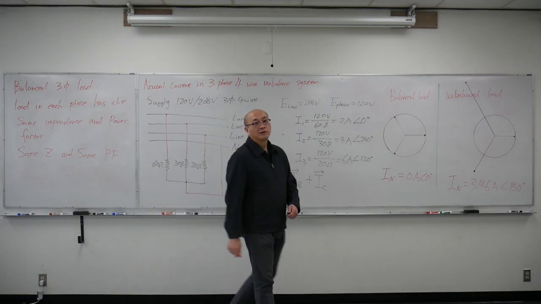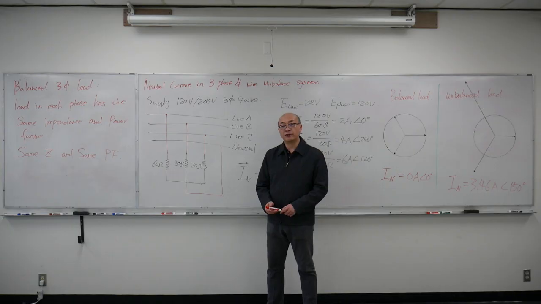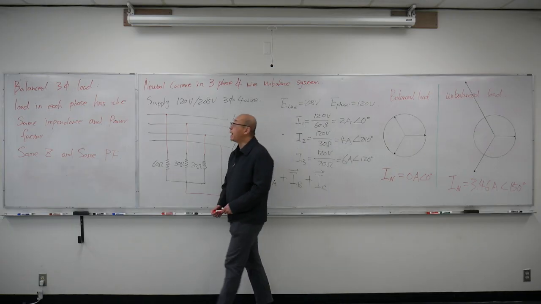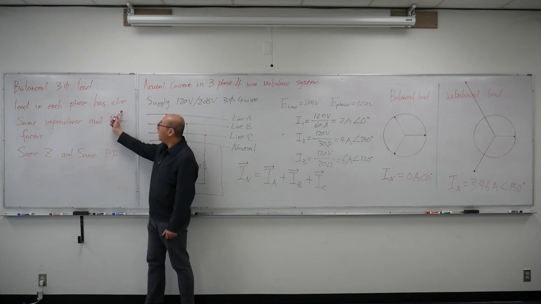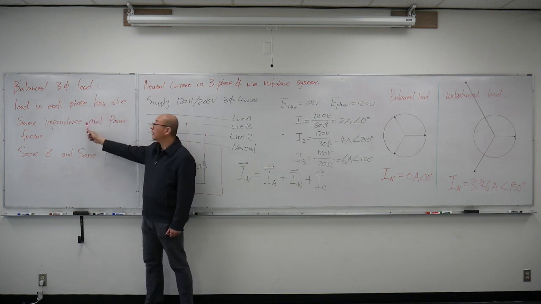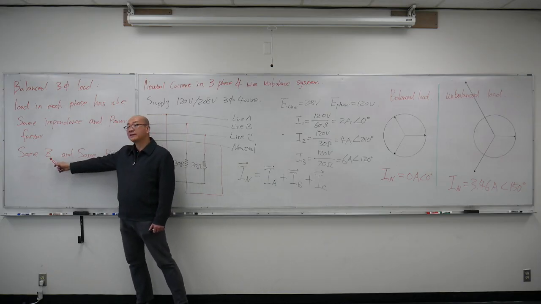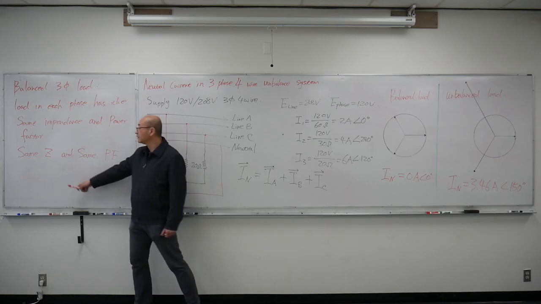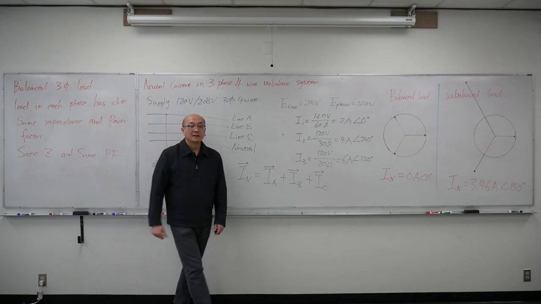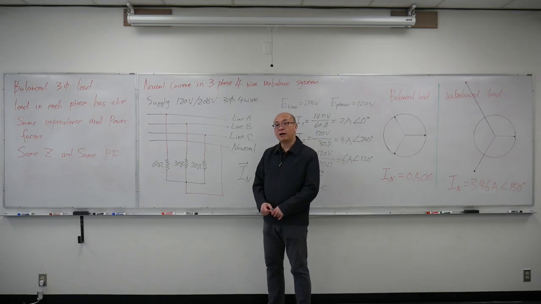So far, the three-phase calculations we all did were for balanced three-phase loads. When talking about a balanced three-phase load, the load in each phase has the same impedance and the same power factor. So in short, they will have the same Z and the same PF. PF is the power factor, Z is impedance. Only when all three loads have the same impedance and the same power factor will they be considered a balanced load.